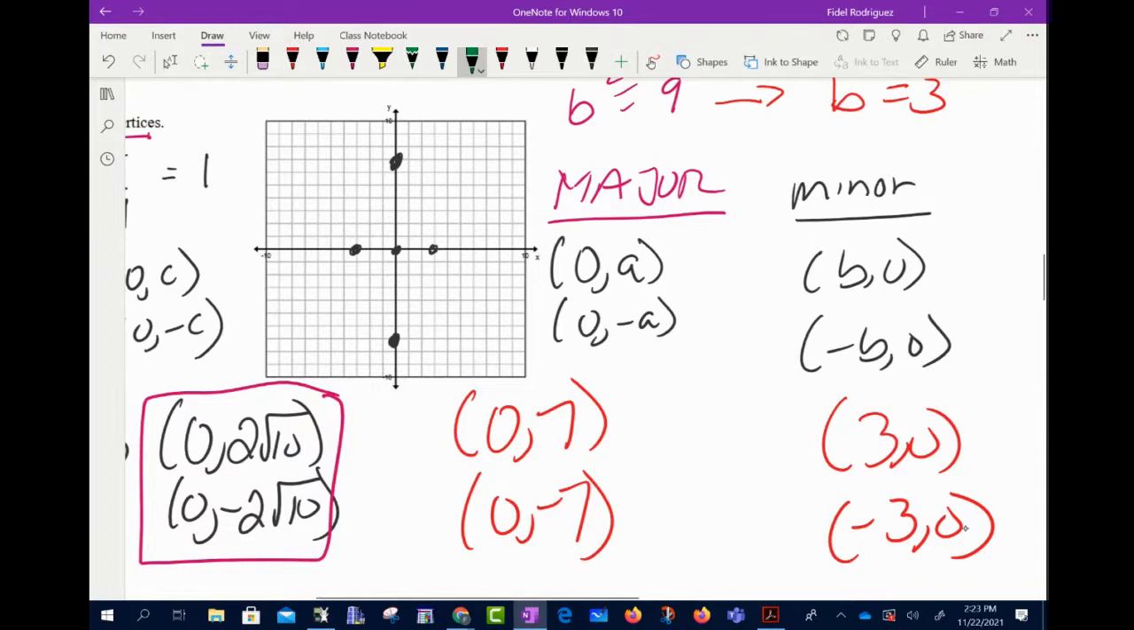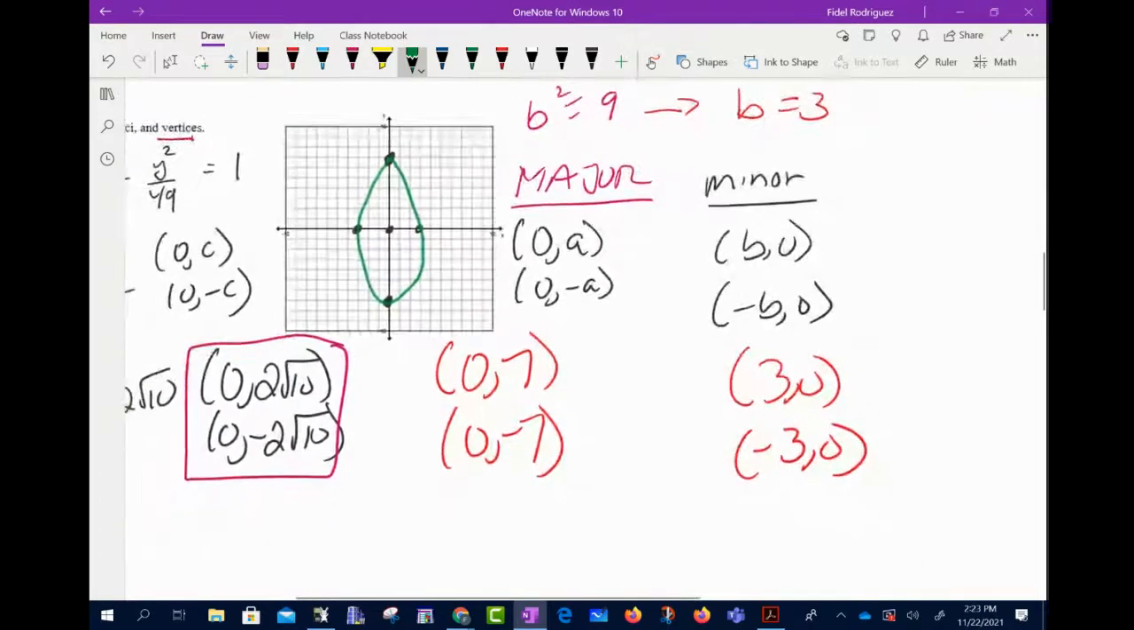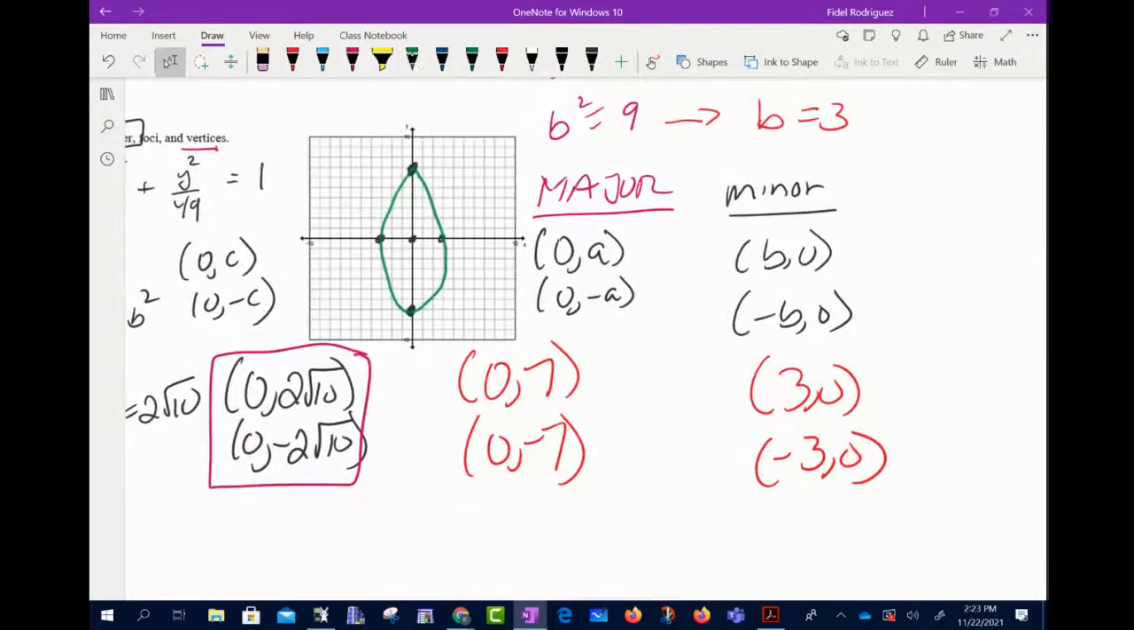And now what I'm going to do, I'm going to do this one in green just because. Oh my God, that's horrible. Let's try that one more time. Still not great. You kind of get the idea. Okay, so there's my ellipse, right?